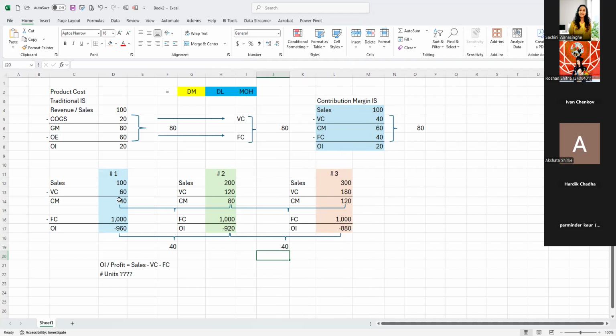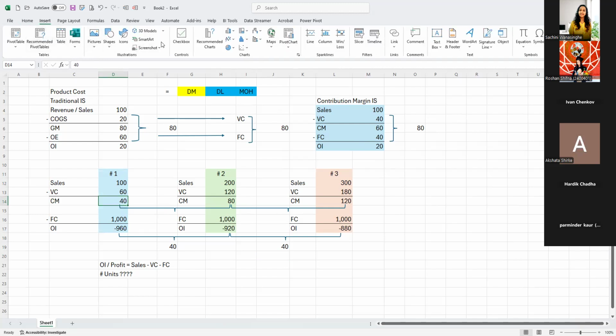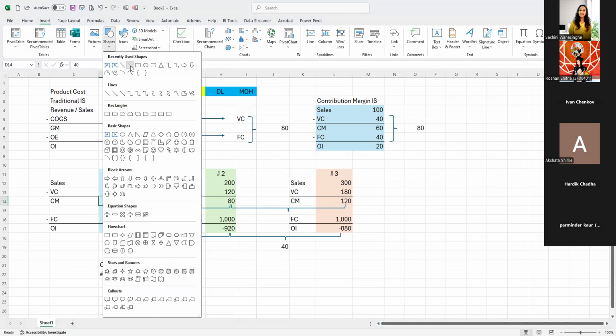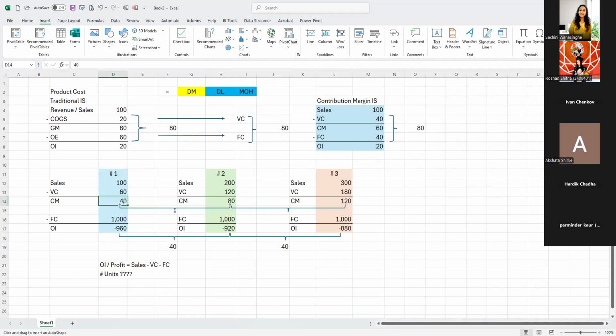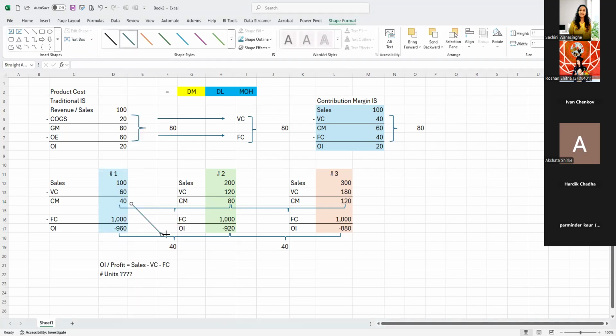Because every time we sell one additional unit, that contribution margin from that additional unit, on the unit level, is going to transfer where? If I sell one more unit, what's going to happen? My operating income is going to go up by another $40. Make sense?